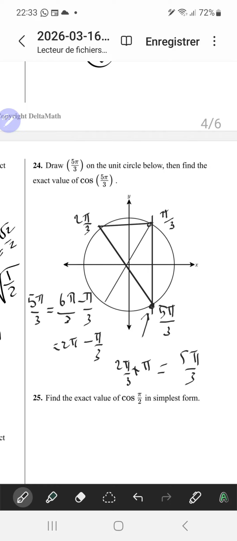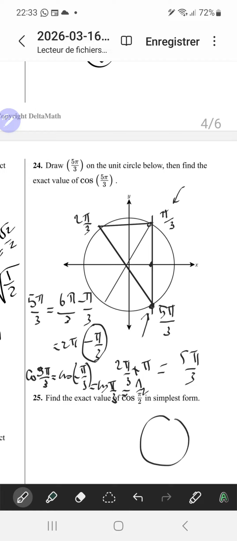Okay, then find the cosinus. So the cosinus, as we see, is the same as the cosinus of pi over 3, which is 1/2. So cosinus 5 pi over 3 is, we can say also, cosinus of minus pi over 3, which is cosinus of pi over 3, which is 1/2. Why? Because in a circle, x and minus x have the same cosinus. That's why we removed the minus here. Okay.